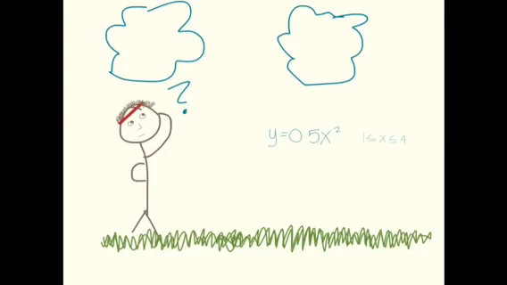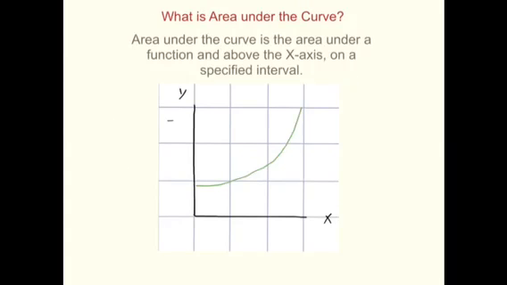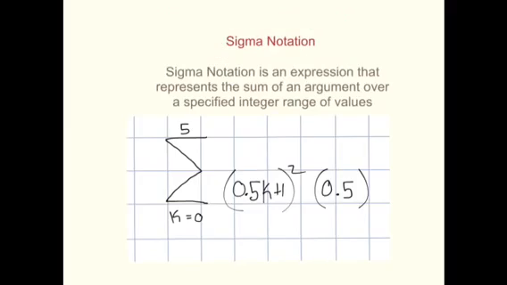Solve using 6 rectangles. So our equation is y equals 0.5x squared between 1 and 4. Today we are going to be walking you through how to solve this problem using 3 methods. The area under a curve is the area of a function above the x-axis on a specific interval. We must first begin by setting up sigma notation.